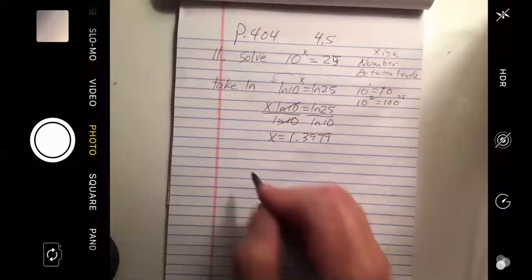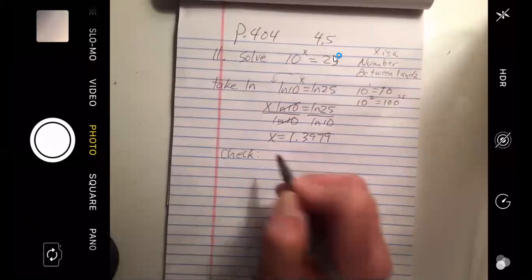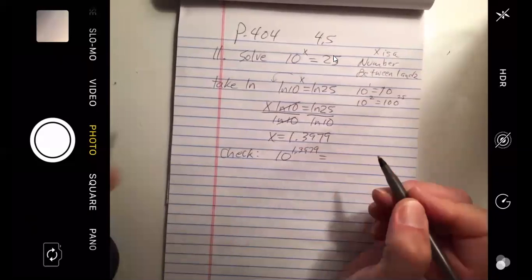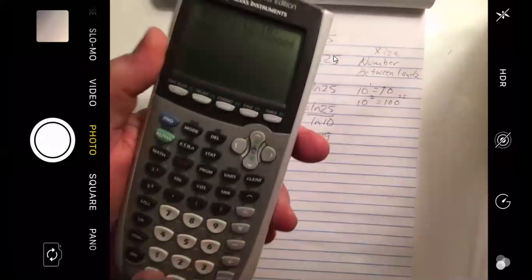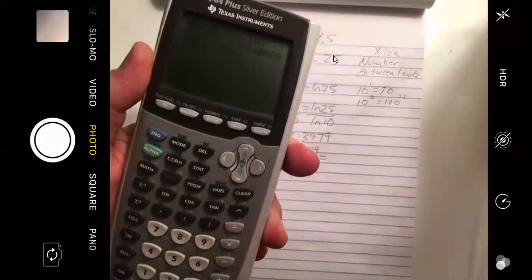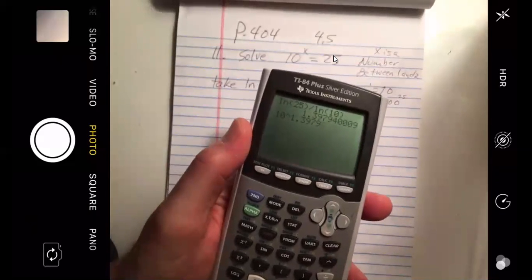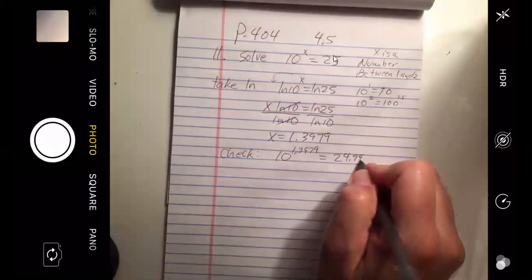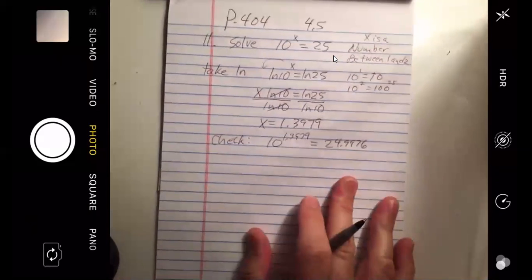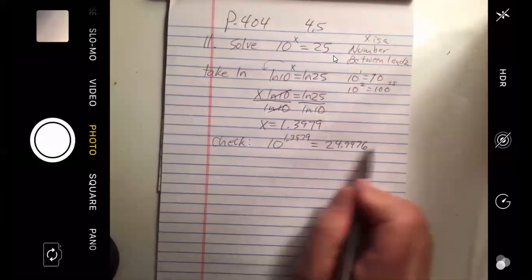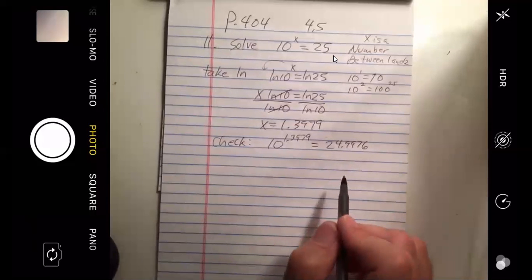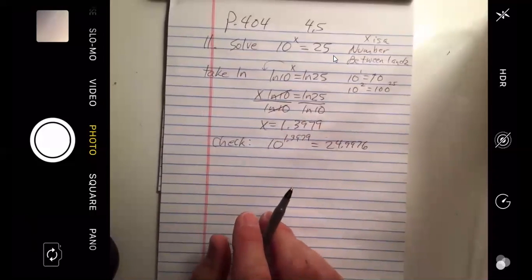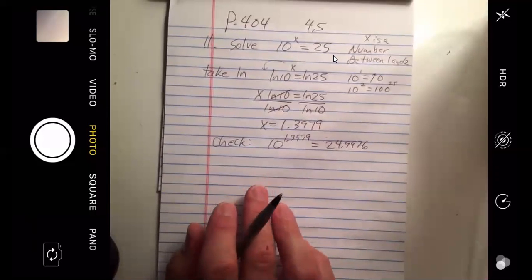If you wanted to check it, this one's simple enough to check. Most of the ones we'll check with the back of the book because they would be a lot harder to check, but we could go 10 to the 1.3979. See how close we get to 25. 24.9976. So pretty close. If we'd taken out more digits, we'd get closer to 25. Trying to give you some confidence in all this gibberish. Did you come up with a harder problem you wanted to see, or do you want me to pick one?